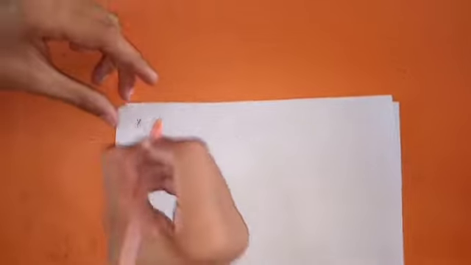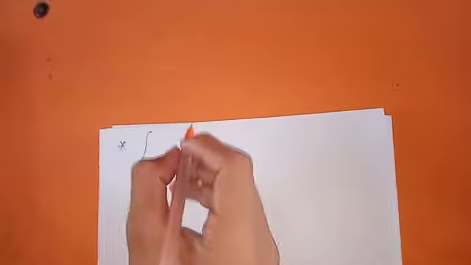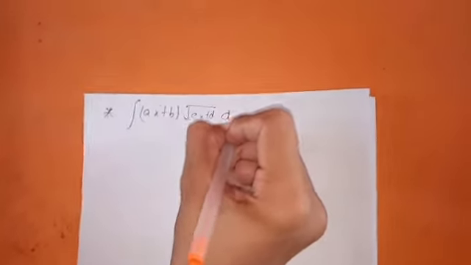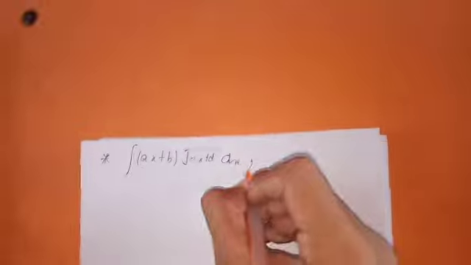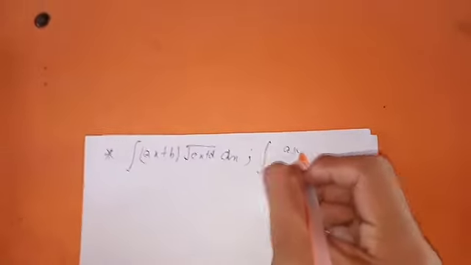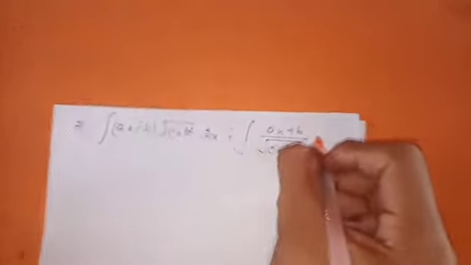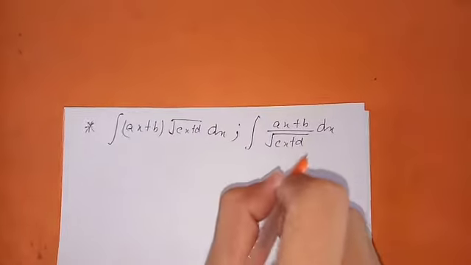The integrals of the form given here tell us how we are going to solve them. If we have to integrate (ax plus b) into the root of (cx plus d) dx, or if it is given in this way, (ax plus b) divided by the root of (cx plus d) dx.